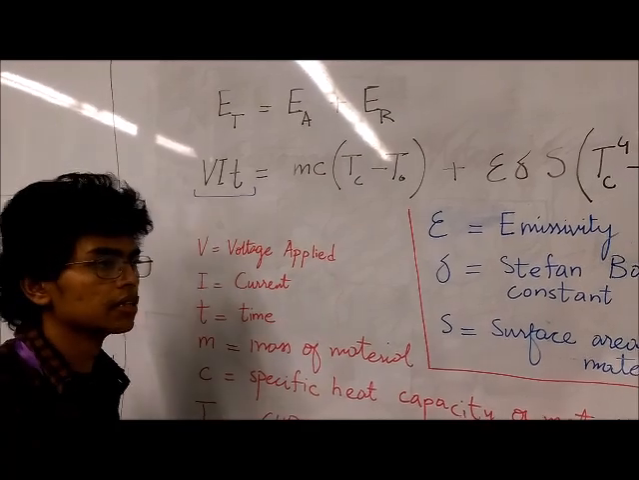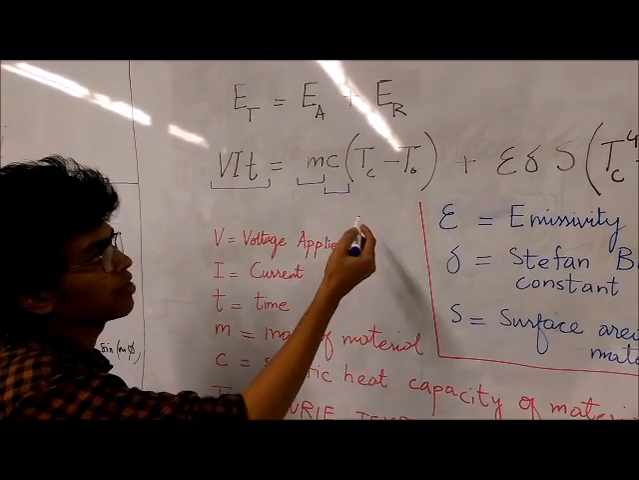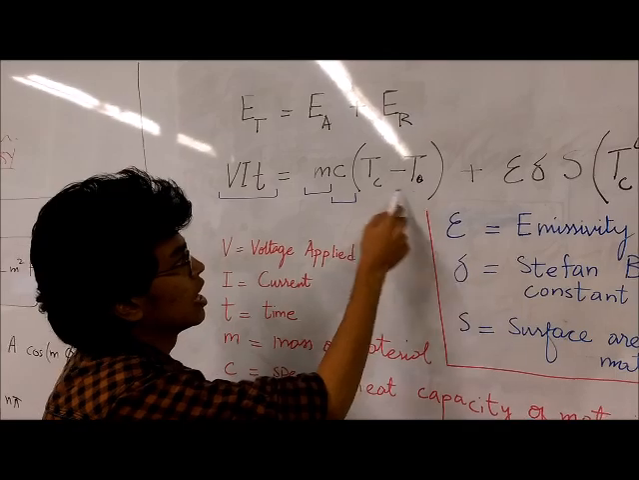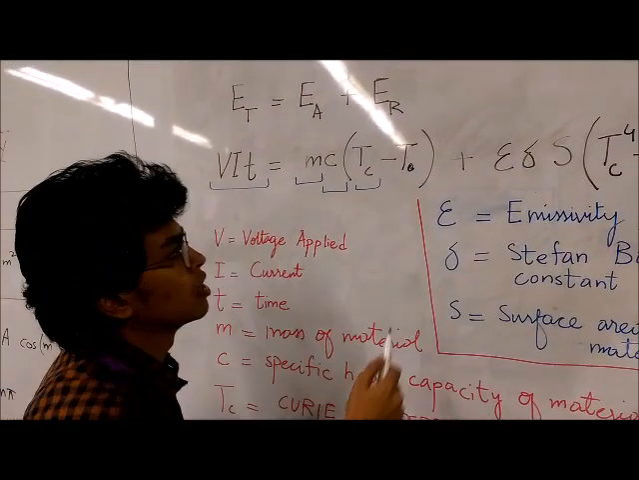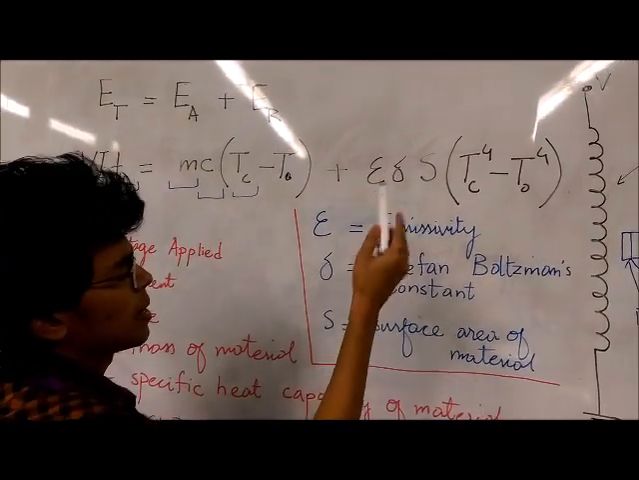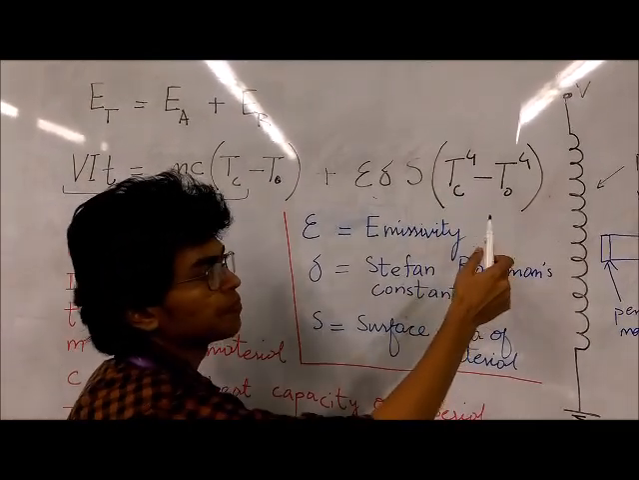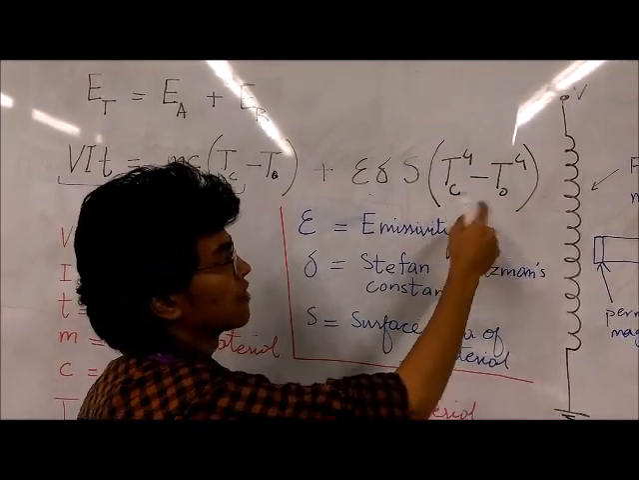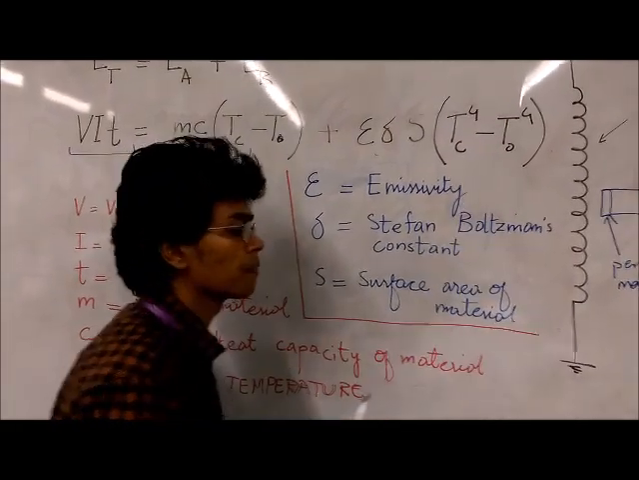Energy absorbed is the mass of the wire times the specific heat capacity of the wire times the change in temperature. This is our starting temperature and this is our Curie temperature. At this temperature, time will be 0 and we will stop the experiment. The energy radiated is the emissivity times the Boltzmann constant times the surface area times the change in temperature to the power of 4. In fact, this is the Curie temperature to the power of 4 minus the initial temperature to the power of 4.